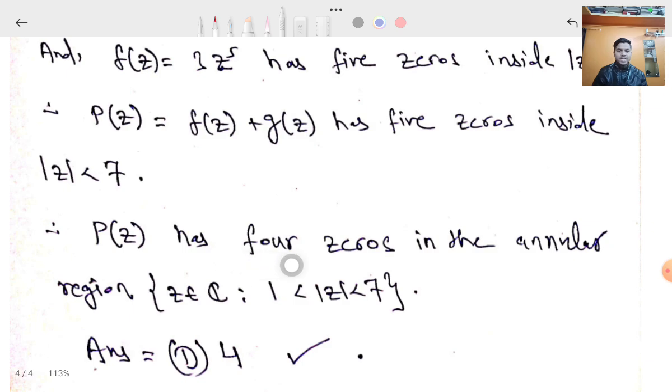Therefore, p(z) has 4 zeros inside the annular region, because inside |z| less than 1 there was 1 zero. Therefore, 5 minus 1 equals 4. Hence, option D is true. So that's all.